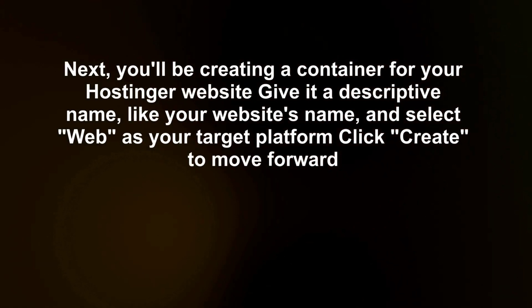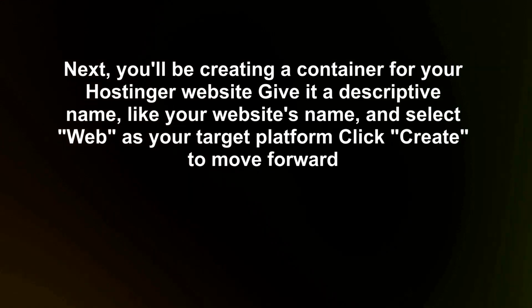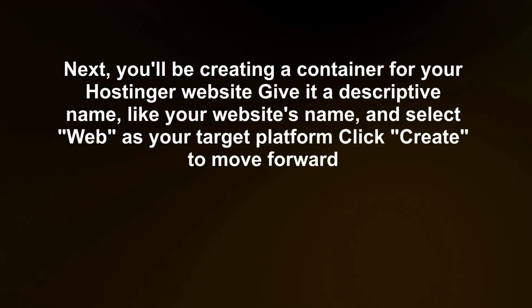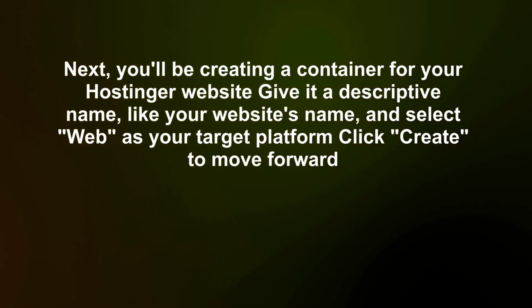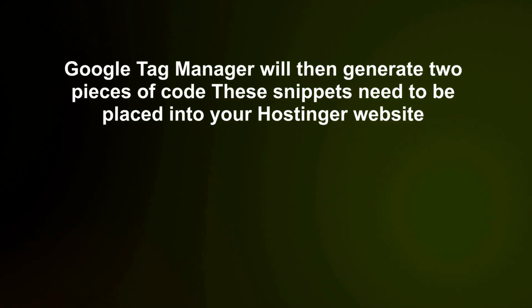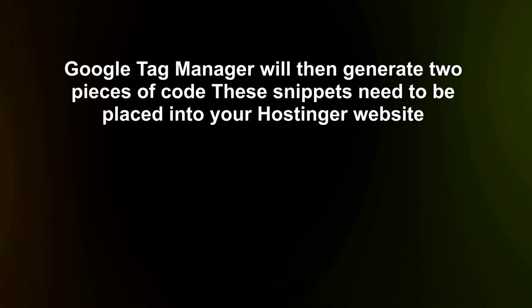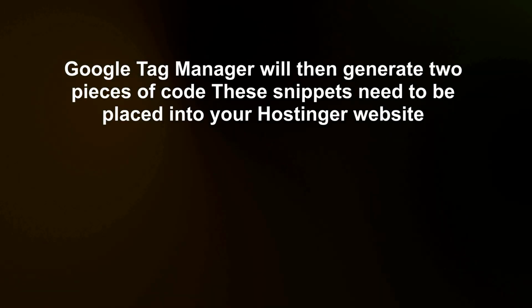Next, you'll be creating a container for your hosting or website. Give it a descriptive name, like your website's name, and select Web as your target platform. Click Create to move forward. Google Tag Manager will then generate 2 pieces of code. These snippets need to be placed into your hosting or website.